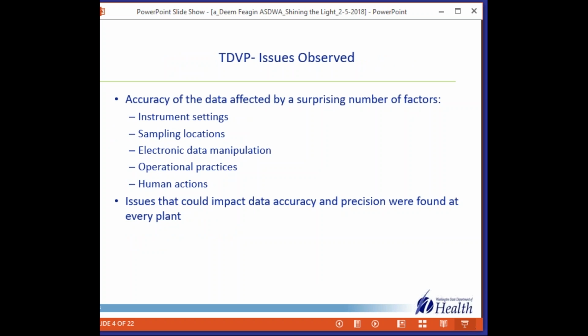So here are some of the issues that we observed during that project. We found accuracy is affected by a surprising number of things. Instrument setting is number one, and those can affect what gets reported to SCADA. Sampling locations can be not representative, like for example, turbidity collected from after the high service pumps and after the clear well. We found electronic data manipulation, operational practices such as not following the manufacturer's recommended maintenance, and human actions such as ignoring data that didn't seem like it could be real. The bottom line is that we found issues that could impact data accuracy and precision at every plant, even well-operated plants.